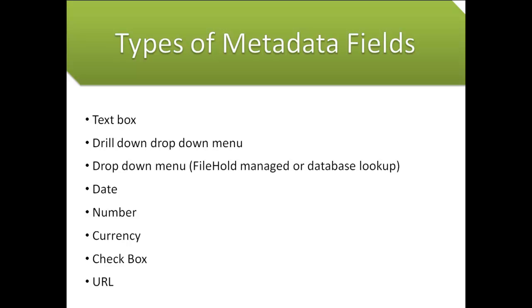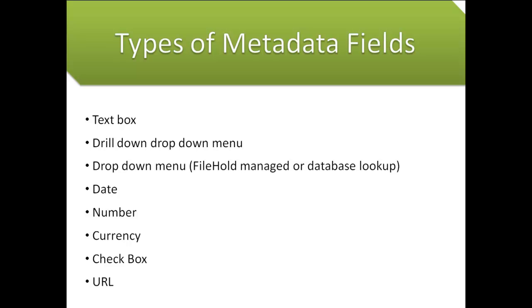There are several types of metadata fields that you can use to collect your information. Metadata fields can be of various types. Each type has a unique set of properties associated with it. The different types of metadata fields are as follows. You can have a text box, a drill down menu, a drop down menu that is either managed inside FileHold or does a database lookup, a date, a number, currency, a checkbox, or an external URL that links to an external website or another document.